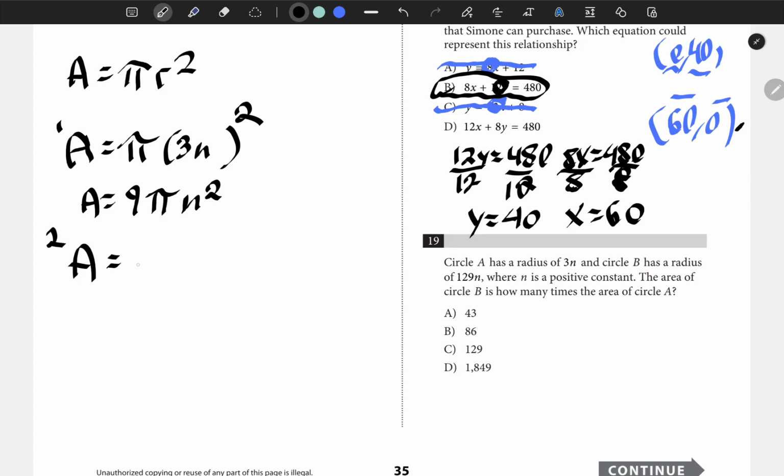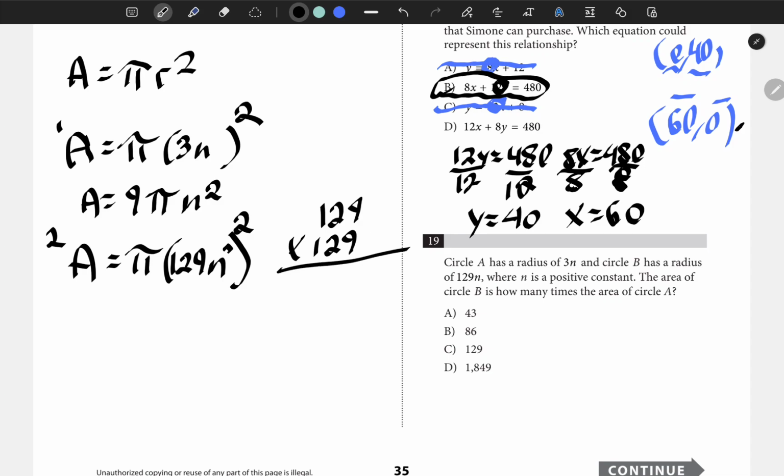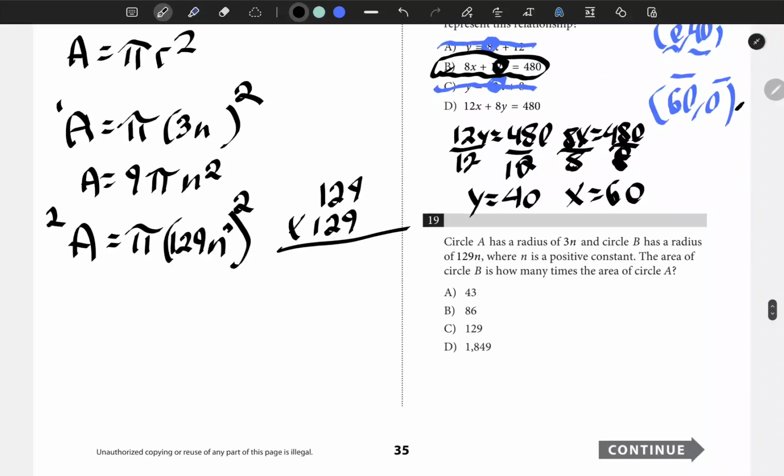Now we're going to do the same thing for the second one. But now we have 129n squared on the outside. What I did with the first one is that you grab the number and you multiply by itself 2 times. So if you're having trouble multiplying, skip this one. It's not worth your time. It's going to take you forever to do, because that's not the final thing that we need to do anyway.